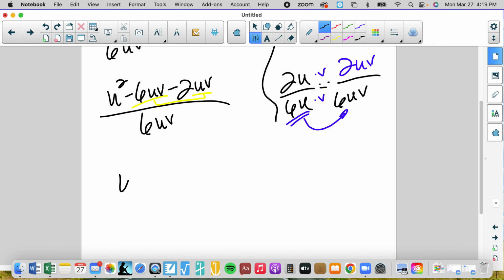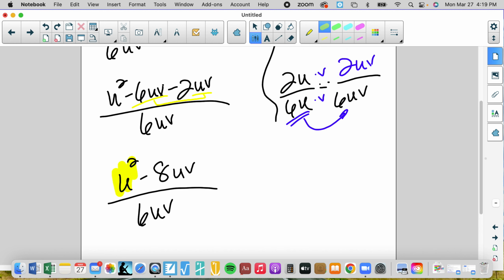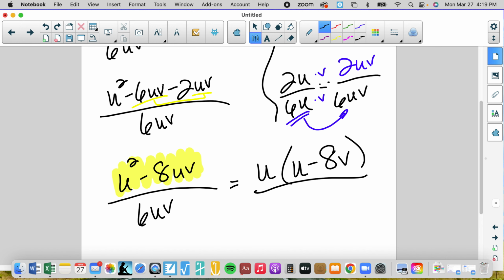U squared minus 8uv all over 6uv. All right. Many of you stop right there. But remember, our goal, when we think we're done, we look at the numerator and denominator. Is there a common factor? Yes, there is. I can factor out a u. If I factor out a u, I get u minus 8v all over 6uv.